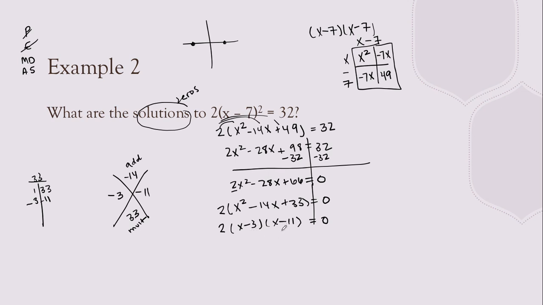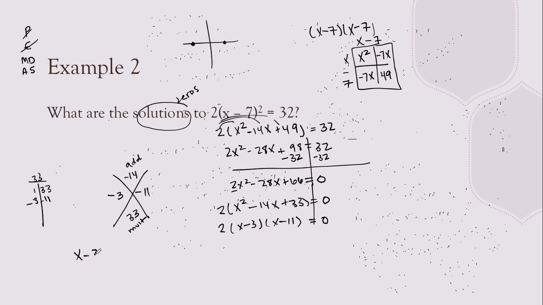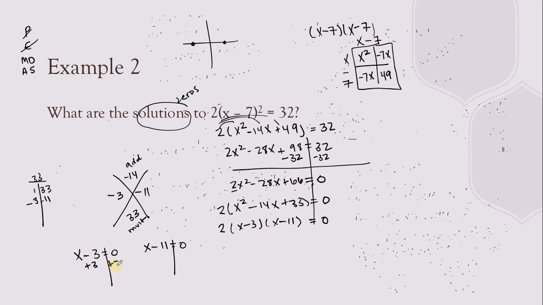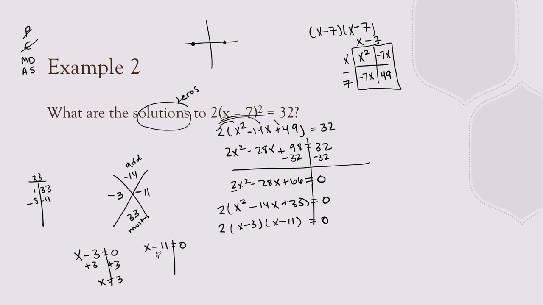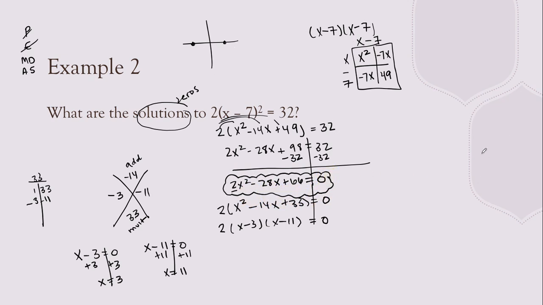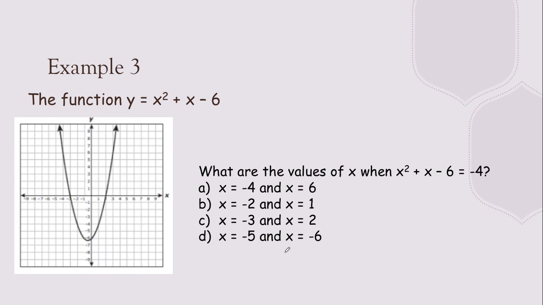Now I can set my two factors equal to 0, and I can solve. So that'll be x equals 3, x equals 11. Woohoo! And then I can graph this in Desmos to check my answer. Again, though, you are showing your whole work. You are factoring, and you are setting the factors equal to 0 to solve. Okay, I know this is a long one.